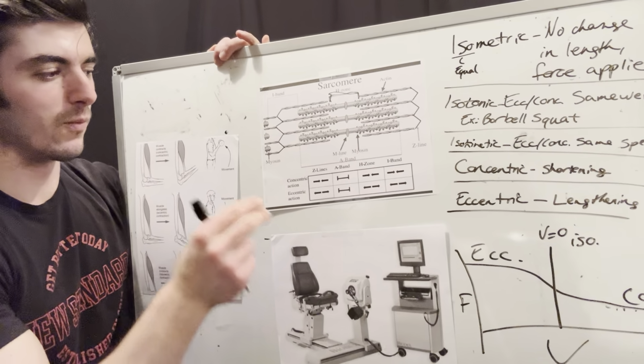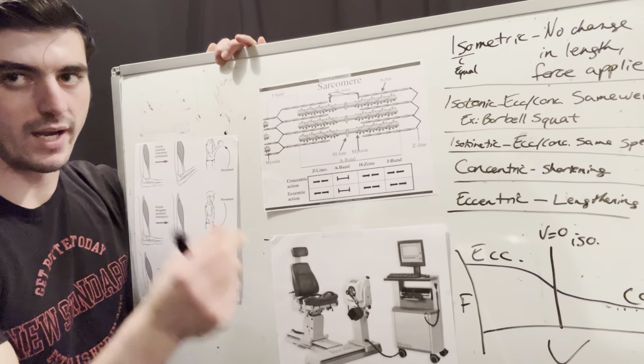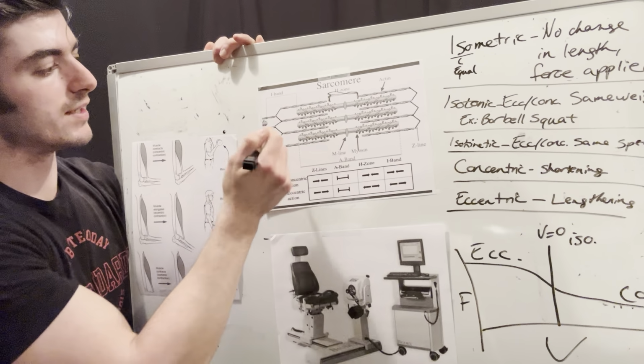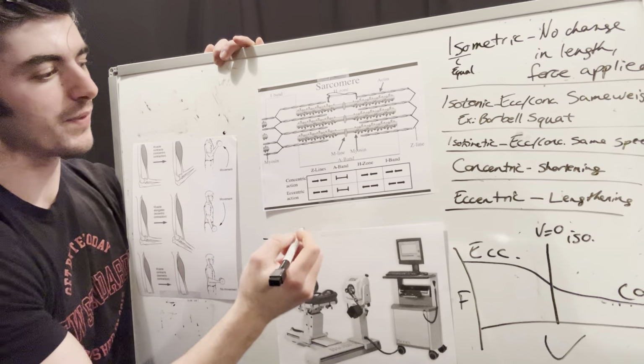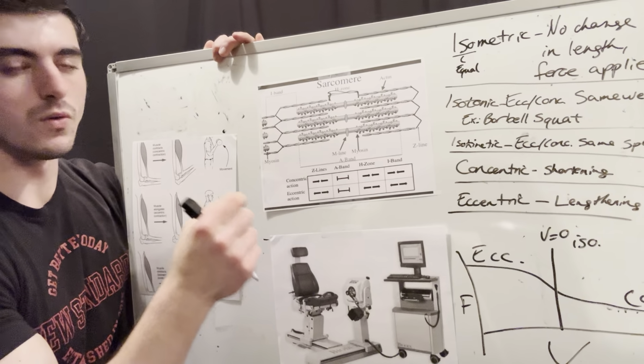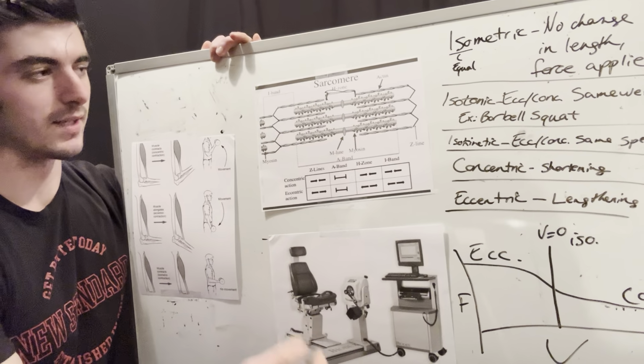Our A band won't change length because that is our myosin head. Our Z lines here are actually going to be coming in. Our H zone is going to be shortening alongside the I band, or our actin.